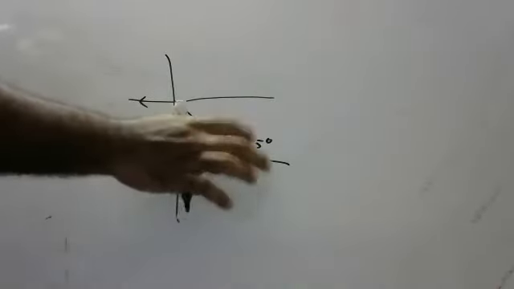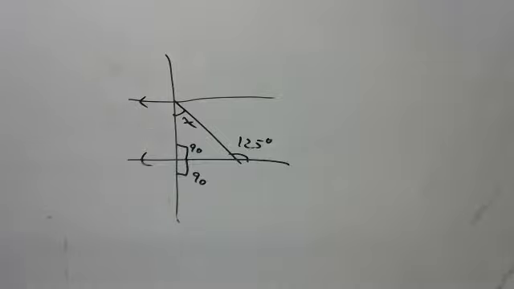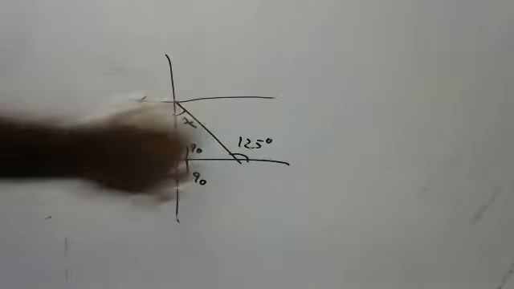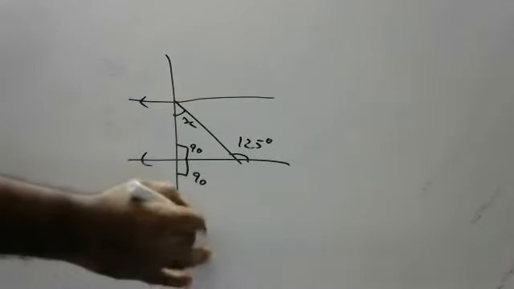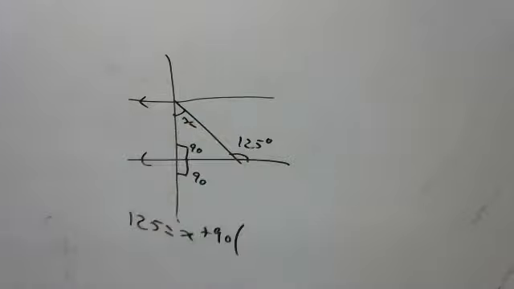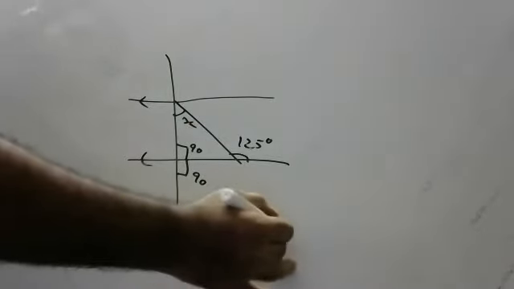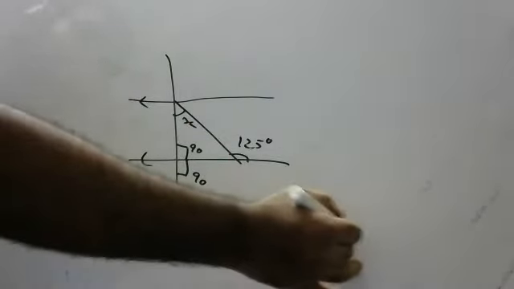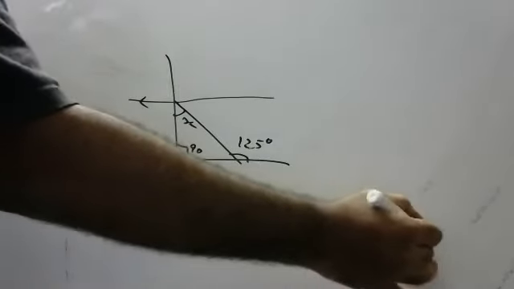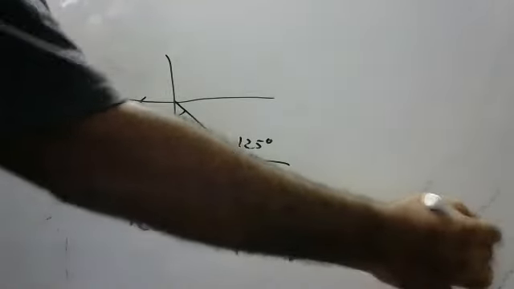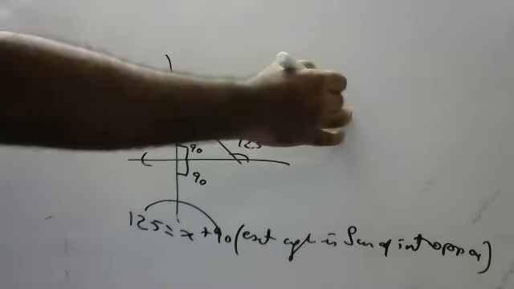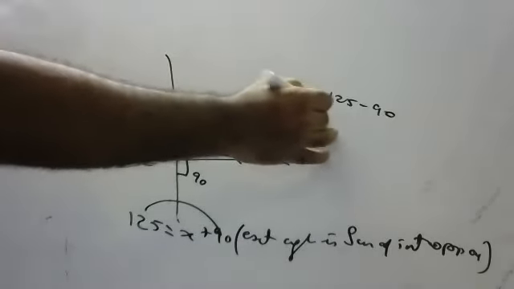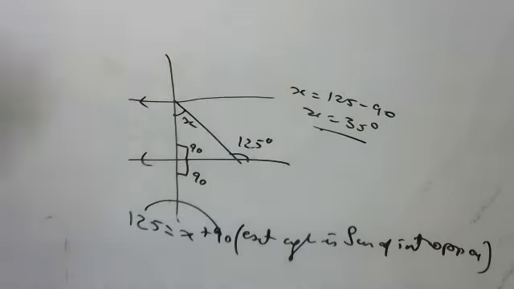Nana, exterior angle equal to? Sum of opposite interior angles. So what can we write? 125 is equal to 90 plus x. Very good. Can you say the statement? Exterior angle is equal to sum of opposite interior angles. Very good. So x is equal to 125 minus 90. x is equal to 35 degrees.